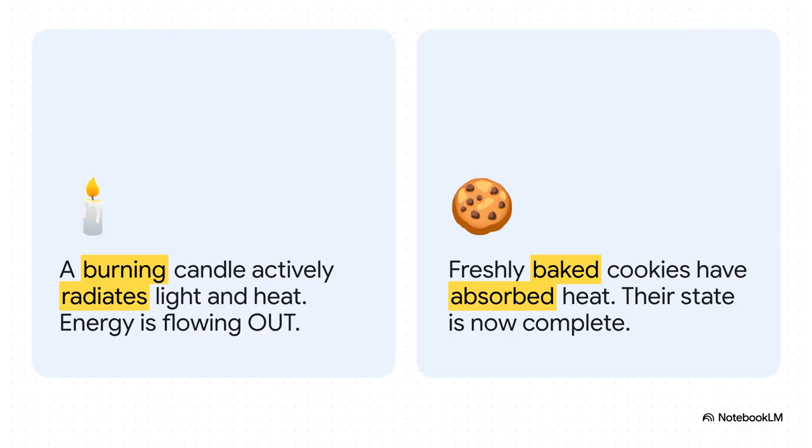Now, what's really cool is this doesn't just work for feelings. Check this out. A burning candle. Well, that's an active process happening right now. The candle is the rock star, blasting out light and heat. The energy is flowing out. But what about freshly baked cookies? They're the sponge. They have already absorbed the heat from the oven. The process is over. Their state is now complete.